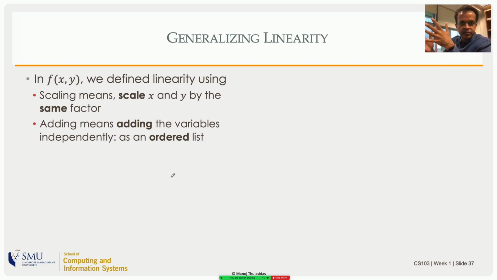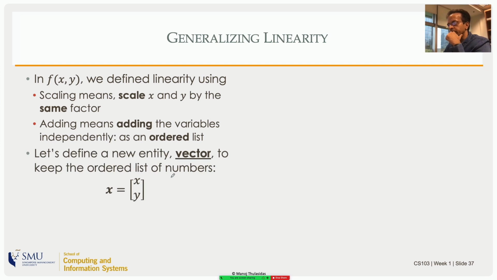If I want to add two sets of numbers like that, I want to add the corresponding elements, the x's and the y's. That's what I want to do. So as an ordered list, it gives you the notion of an ordering of the list. So that's what I want to do. So that actually leads to the notion of a vector.